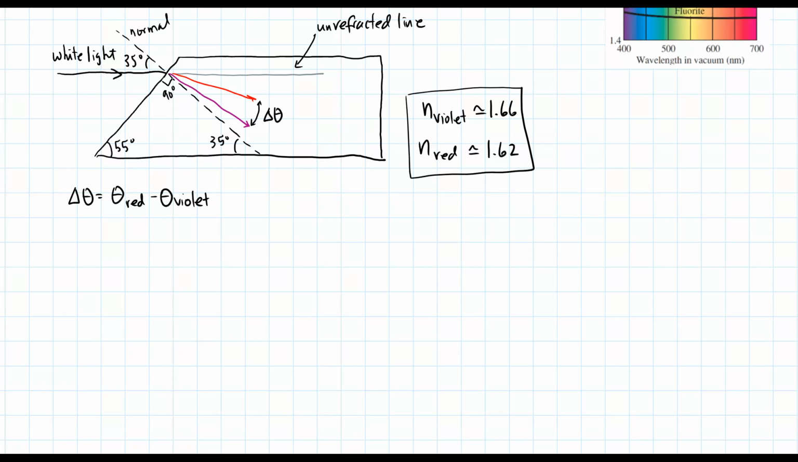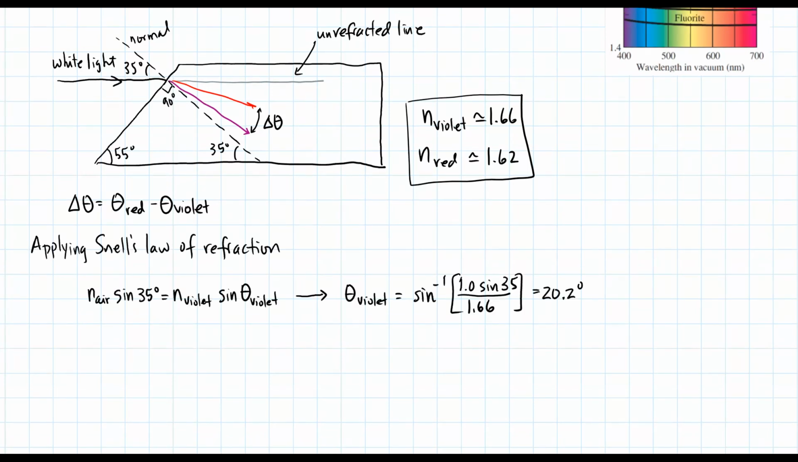Now that I have the incident angle, I can determine each of these using Snell's law of refraction. Focusing on violet first, I know that light is coming in from air, and then I have the sine of 35 as the incident angle, which is equal to the index of refraction of violet times sine of theta violet. Solving for theta violet, I'm then going to get an angle of 20.2 degrees.